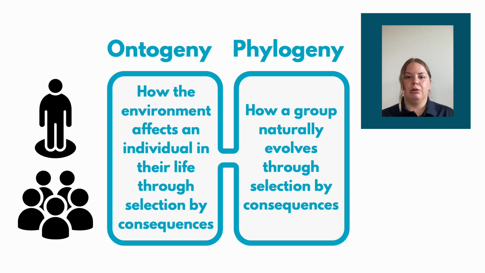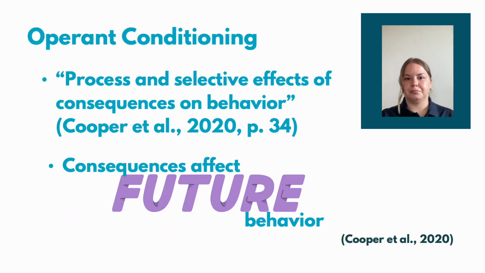Phylogeny, on the other hand, is how a group naturally evolves through selection by consequences. So ontogeny, we can think of as having ON, starting with the 1, so it's on the individual level. Phylogeny is on that group level and how we evolve through selection by consequences.